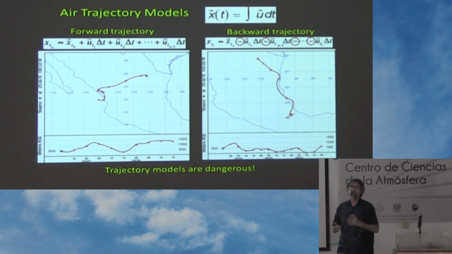But in addition to that, you have diffusion. And diffusion is not represented in these models, at least not in this form. So maybe the air that was sampled here came from here, but maybe also it came from some other places.